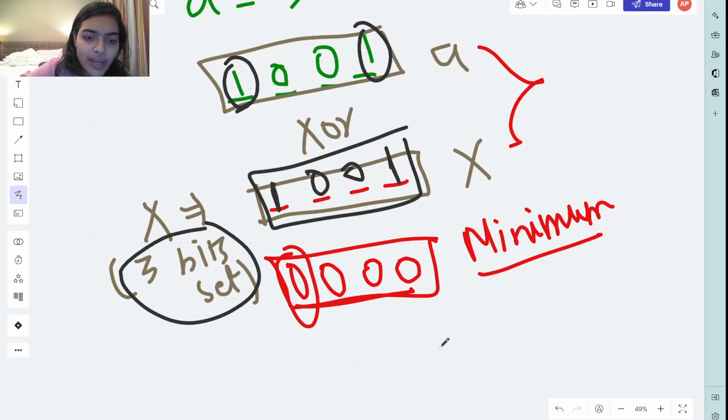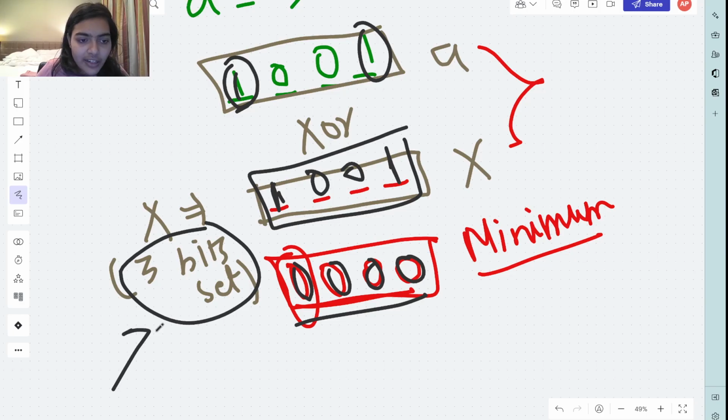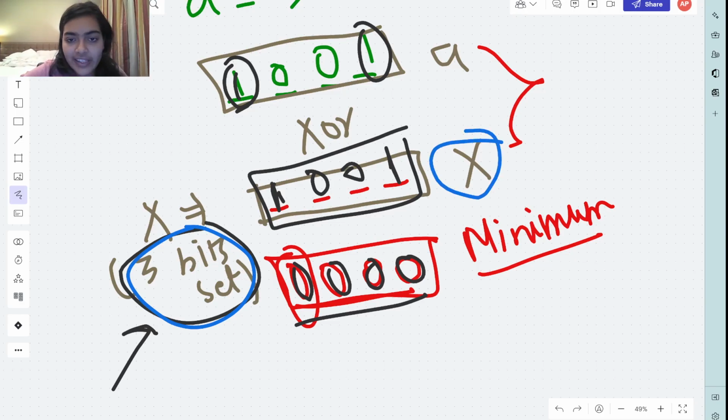So when this becomes my X, 1 XOR 1 will be 0. This will be 0, this will be 0, 1 XOR 1 will be 0 again. So this will be the possible value. But we have to set 3 bits, right? In this case you have extra bits. Your A has only 2 bits. You have set those 2 bits as 1, but you have to set 3 bits. If for example you have to set 3 bits in X, then you have to set one more bit in X, right?